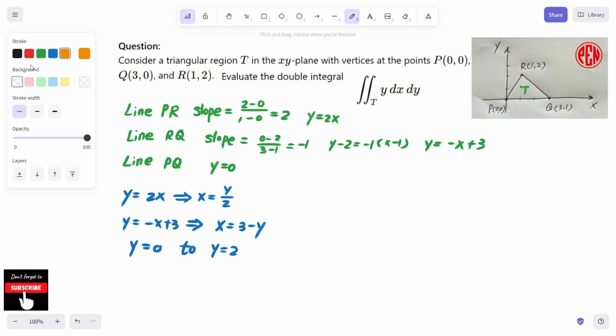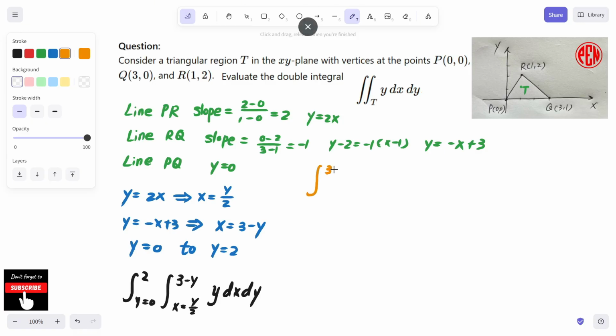Next step is to set up the integral. Now, we're ready to write down the double integral. We integrate from y equals 0 to y equals 2. For each y value in that range, we integrate x from y divided by 2 to 3 minus y. The integrand, the function we're integrating, is just the variable y. And since we're integrating with respect to x first, we treat y like a constant during that inner integration.